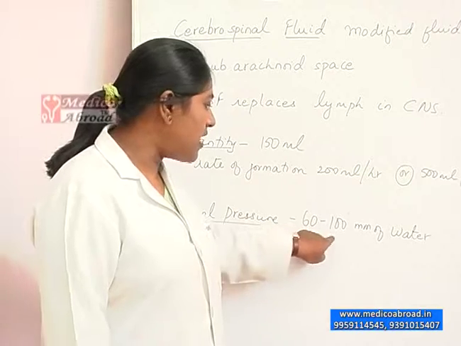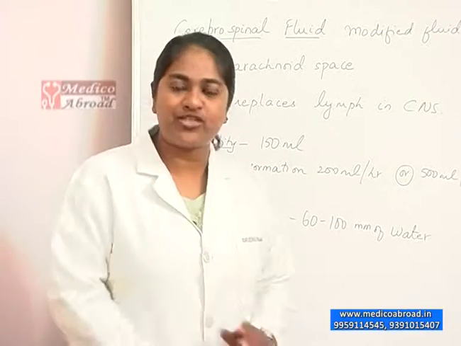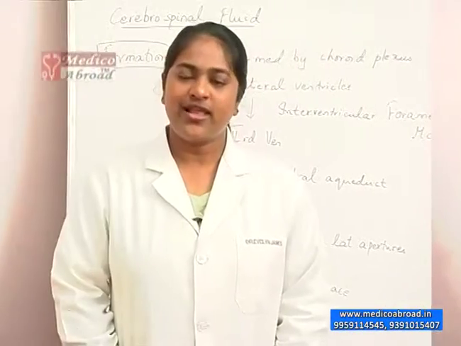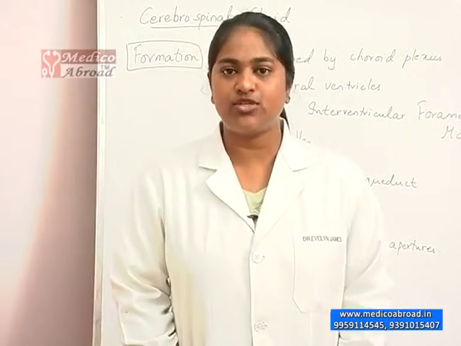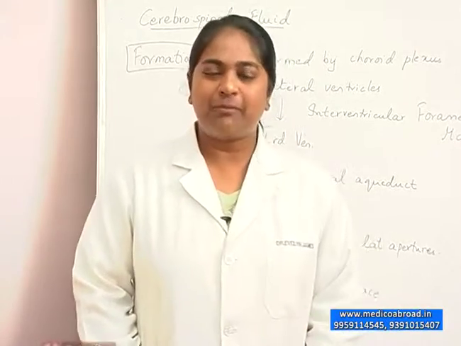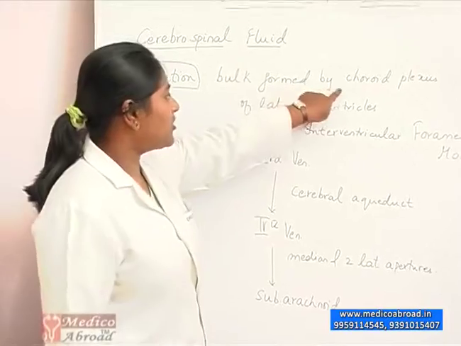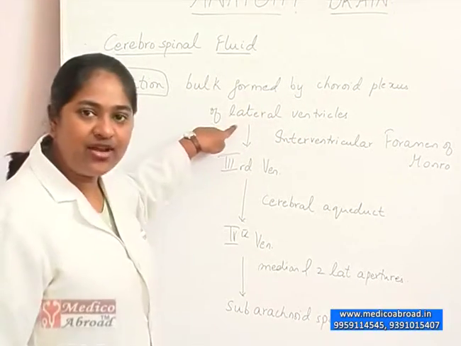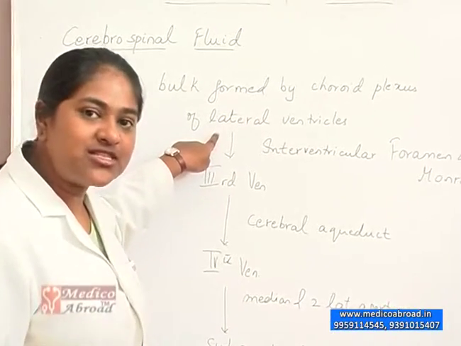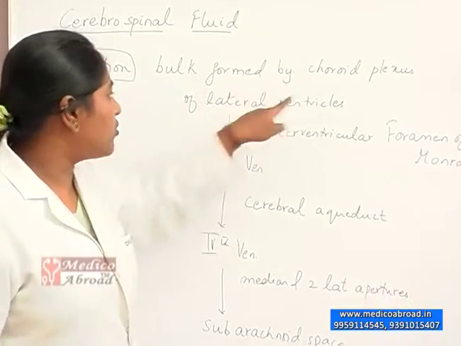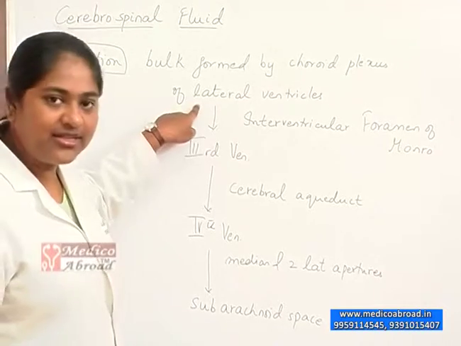So 60 to 100 millimeters of water is the normal pressure of the CSF, or the cerebrospinal fluid. Let's now look at the formation of the cerebrospinal fluid. The bulk of the cerebrospinal fluid is formed by the choroid plexus of the lateral ventricles. These are blood vessels covered by the pia mater.